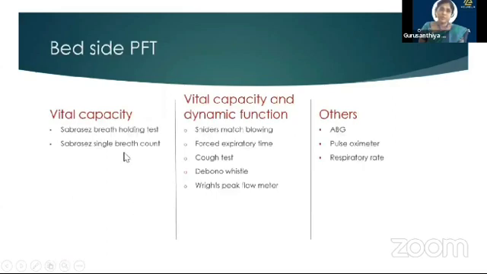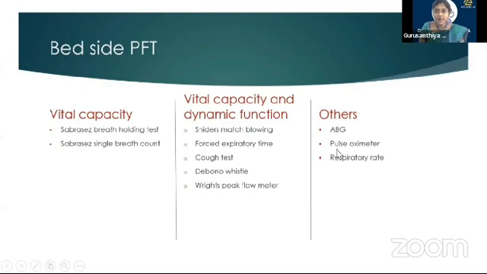Bedside pulmonary function tests involve measurements of vital capacity, which includes the breath holding test and single breath count test, and measurement of dynamic function, which includes Snyder's match blowing test, forced expiratory time, Greene and Berowitz cough test, Debenham's whistle, Wright's peak expiratory flow meter, and the others include arterial blood gas analysis and routine pulse oximetry, which is available at the bedside.